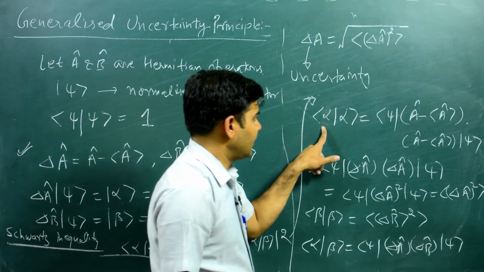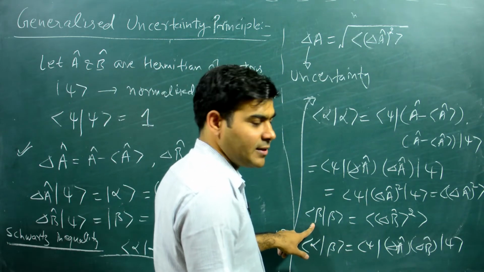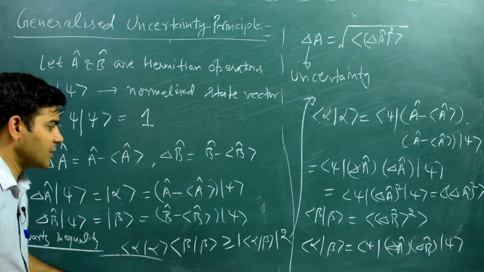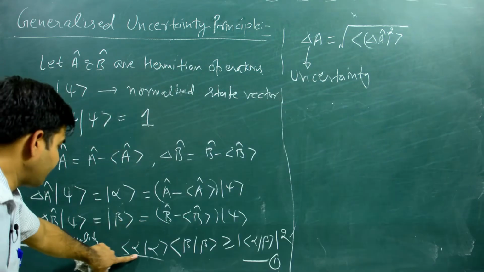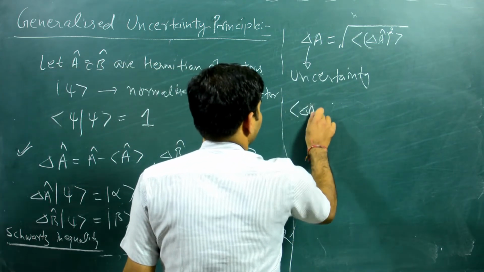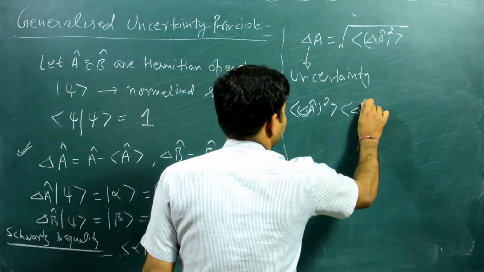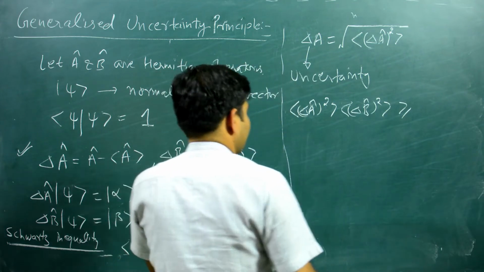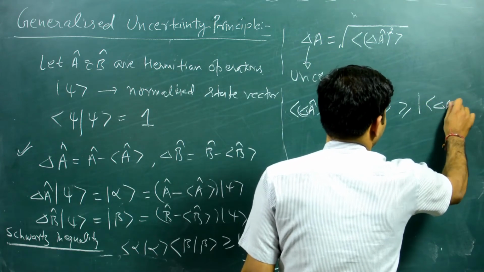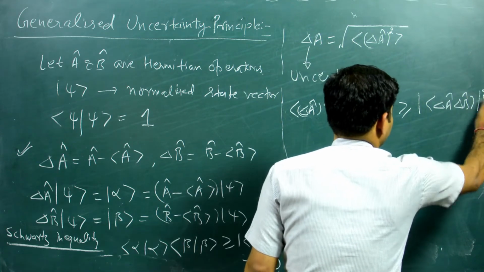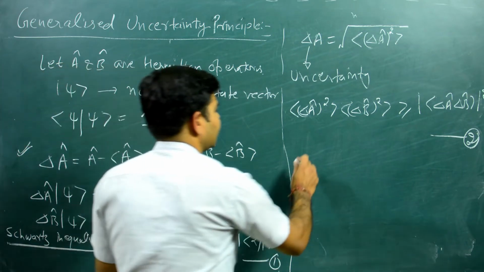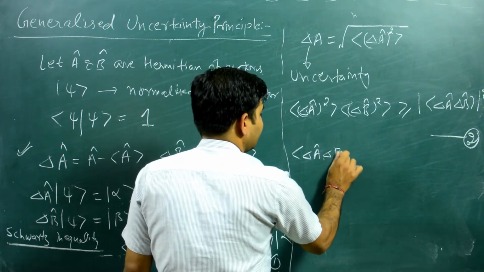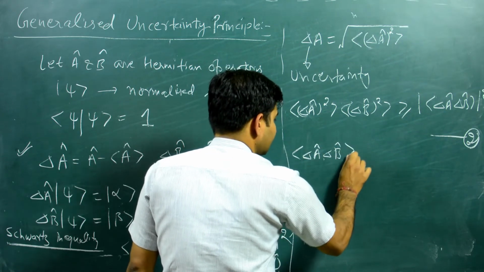These values, the inner product of alpha with alpha, of beta with beta, and of alpha with beta, we put in this Cauchy-Schwarz inequality. Let me call it equation relation one. So we put these values into relation one. Let's see what we get. The inner product of alpha with alpha is the expectation value of delta A squared, times the expectation value of delta B squared, greater than or equal to the modulus of the expectation value of delta A hat delta B hat, squared. Okay, so let me write down equation two. Now we have to find out what this right hand side is equal to. The right hand side is the expectation value of delta A hat delta B hat, modulus squared.